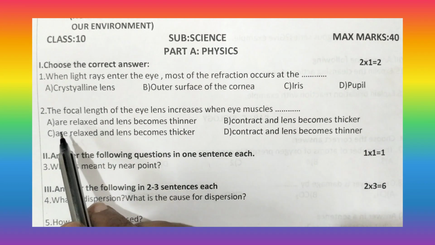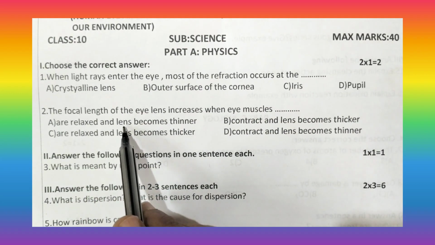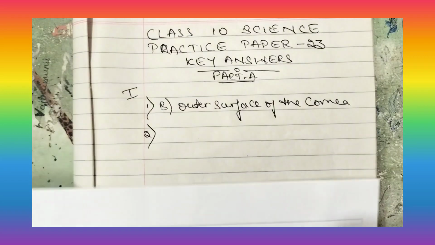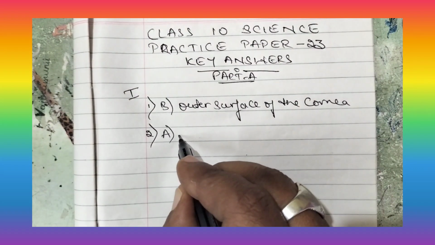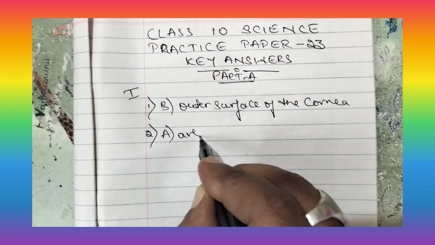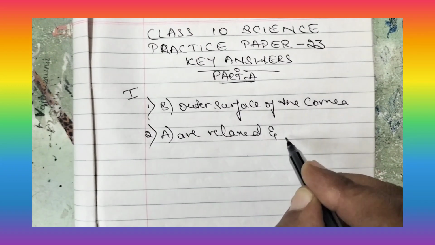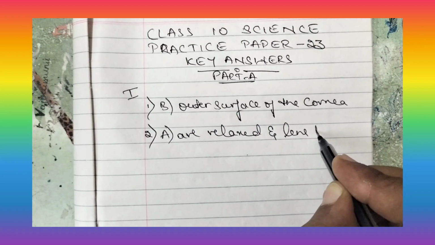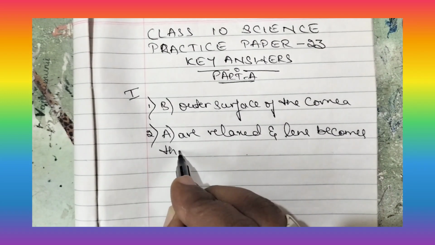So the right answer is when eye muscles are relaxed and lens becomes thinner. So for the second question, the right option is option A, that is, are relaxed and lens becomes thinner.